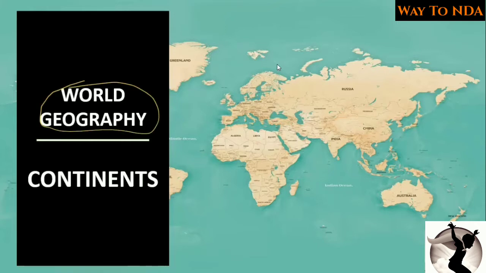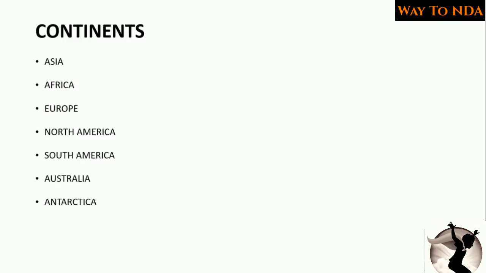First, in this lesson we are going to study about the continents. Let's see how many continents there are on this globe, in this world. We have 7 continents. First is Asia, then Africa, Europe, North America, South America, Australia, and Antarctica. So these are the 7 continents of the world: Asia, Africa, Europe, North America, South America, Australia, and Antarctica.